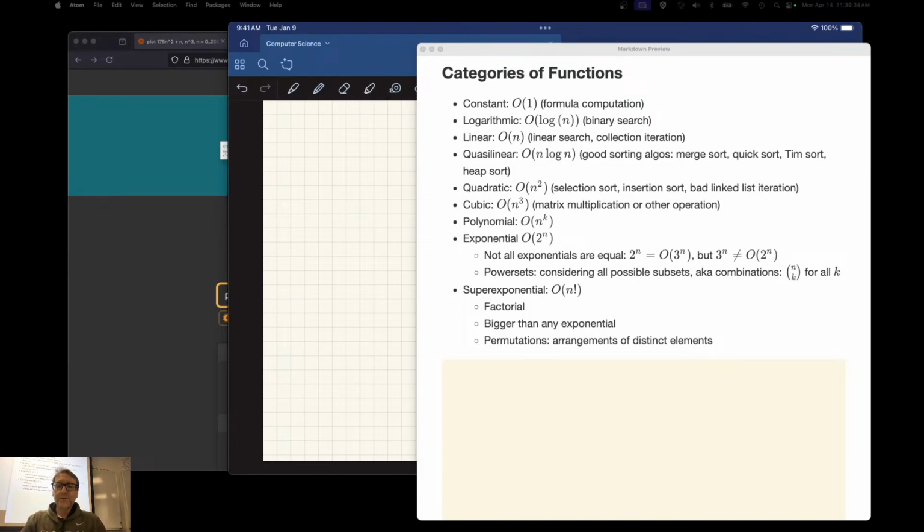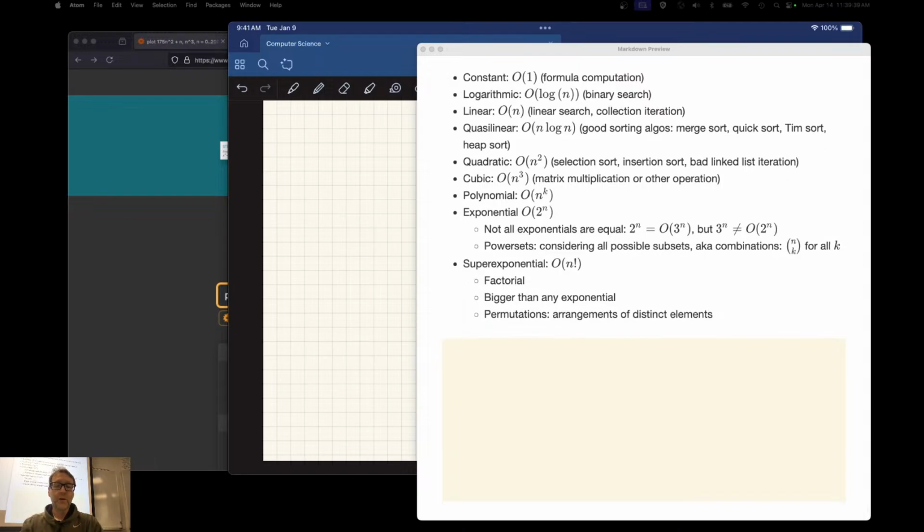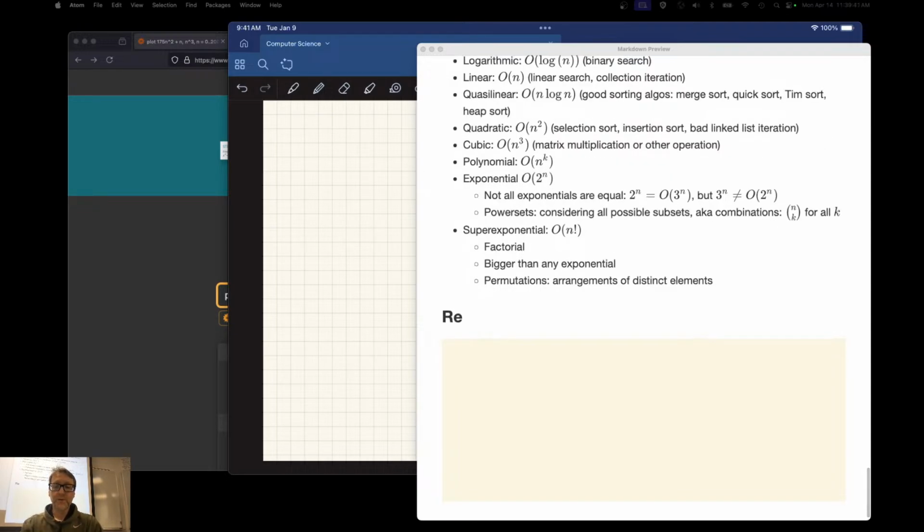Let's do some examples before we move on to recursive algorithms. So, examples. And these are the examples I did in the last one.